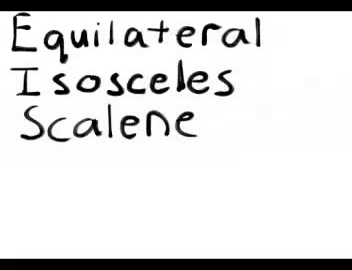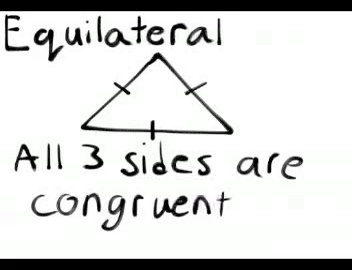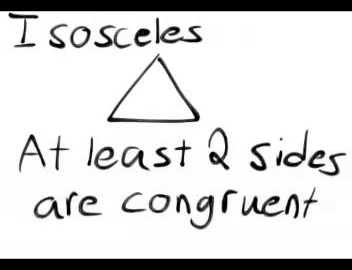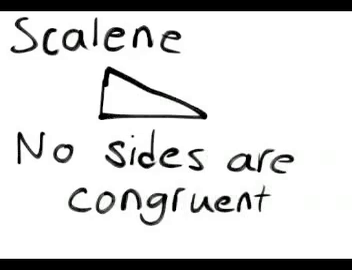Now, there are 3 different types of triangles when you classify them by their sides. There is the equilateral triangle, the isosceles triangle, and the scalene triangle. The equilateral triangle is when all 3 sides are congruent. The isosceles triangle occurs when there are at least 2 sides that are congruent. And a scalene triangle is when all 3 sides are not congruent to each other at all.